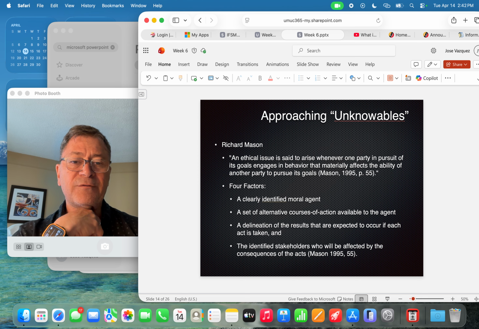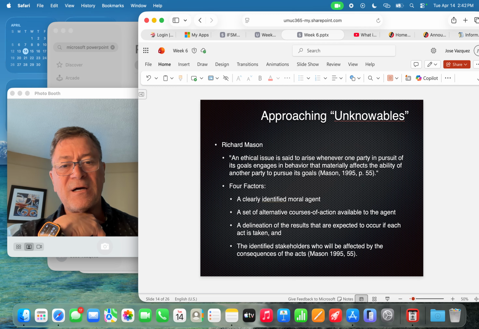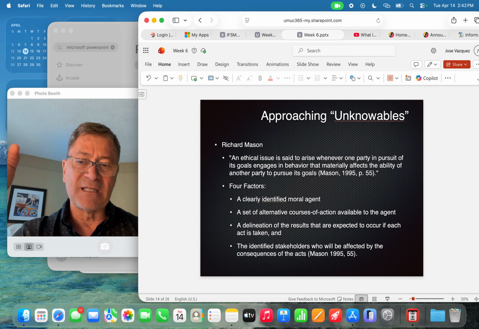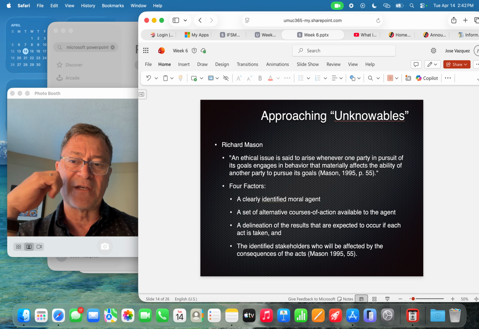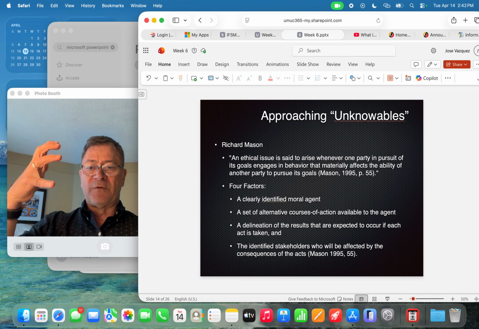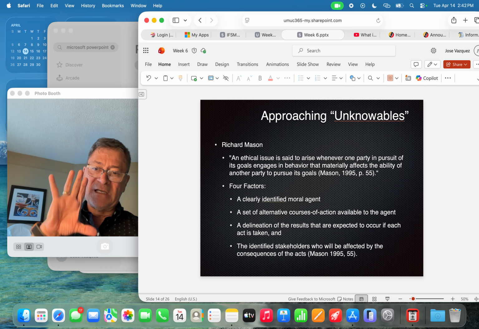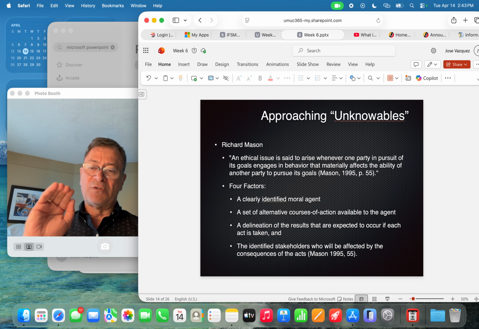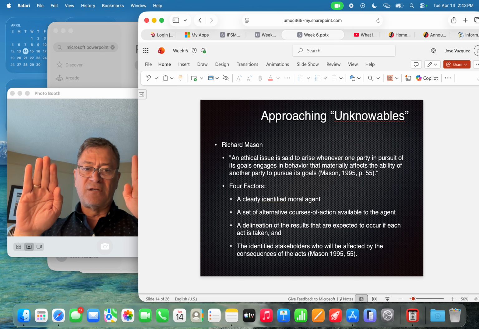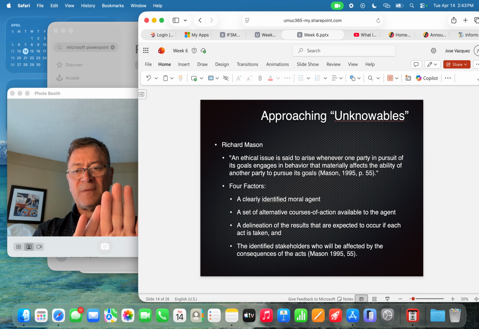Approaching the unknowables, ethical issues are said to arise whenever one party, in pursuit of his goal, engages in behavior that materially affects the ability of another party to pursue its goal. That's bringing this idea of risk now into the issue of ethics, right? Two people, right? You start working this way with certain moral standards and ethical standards. Now, suddenly there's another person that is impacting.